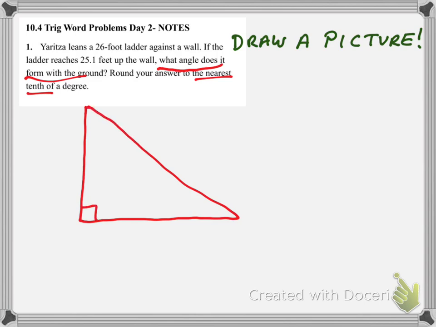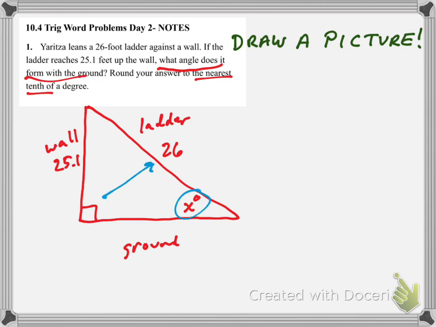Now, like we labeled in the last section, here's the ladder, here's the wall, here's the ground. Okay? So the ladder is 26 feet. The ladder reaches 25.1 feet up the wall. What angle does the ladder form with the ground? We don't know. That's x. So we did these problems in 10.2. So let's use a different color here. So there's our angle. There's my hypotenuse. 25.1 is opposite the angle.